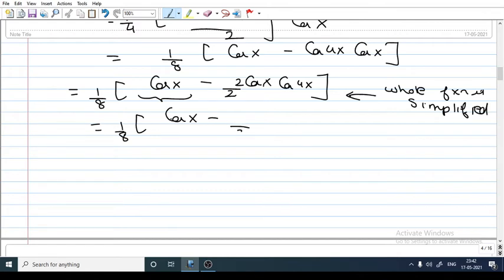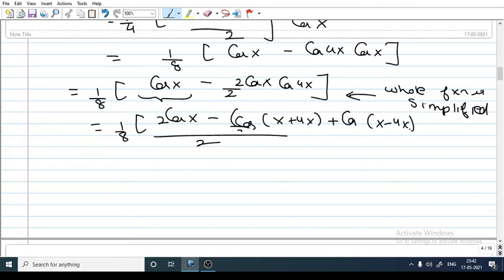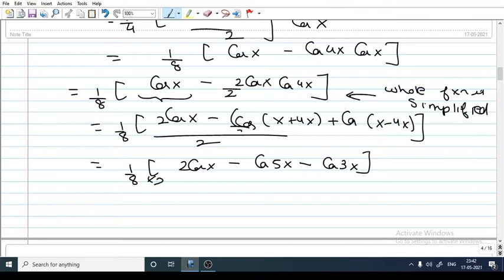And here we will multiply this by 2, and here we will have 2 in common. Here we will have 2 cos a into cos b, which is cos of (x plus 4x) plus cos of (x minus 4x), bracket close, which will give me 1 by 8 into 2 cos x minus cos 5x minus cos 3x, the whole upon 2, which will finally be 1 by 16 times this whole stuff, 2 cos x minus cos 5x minus cos 3x.